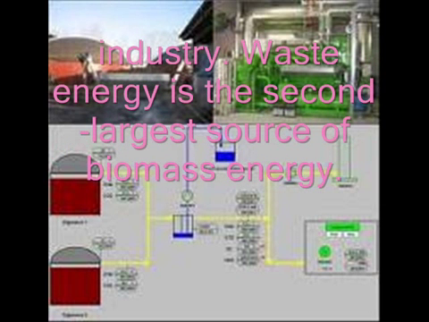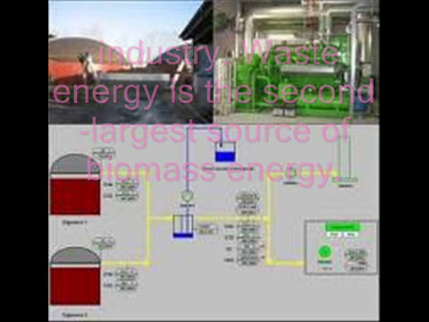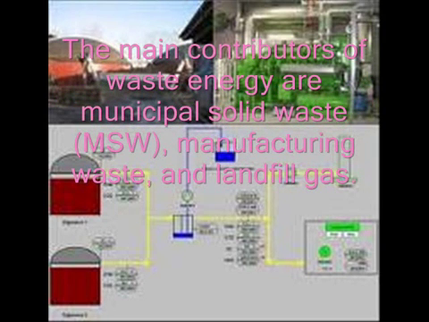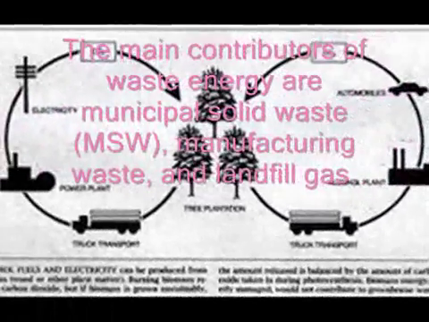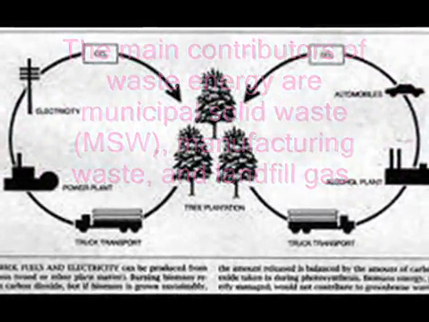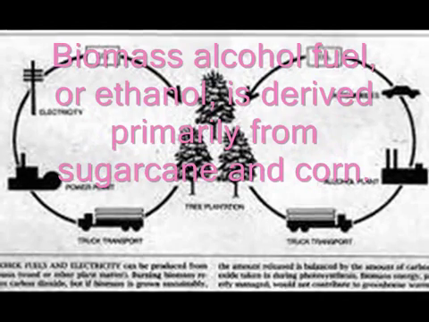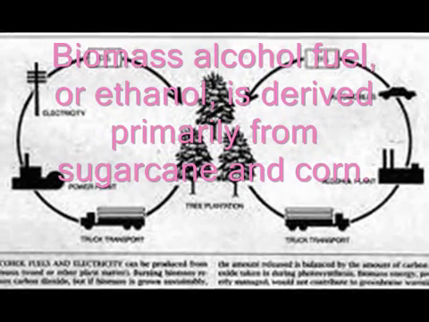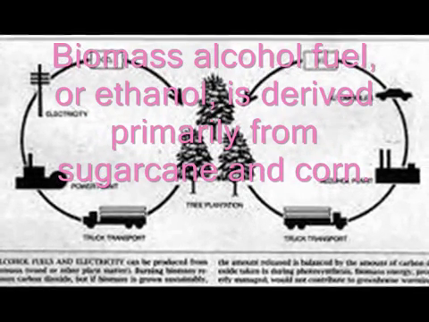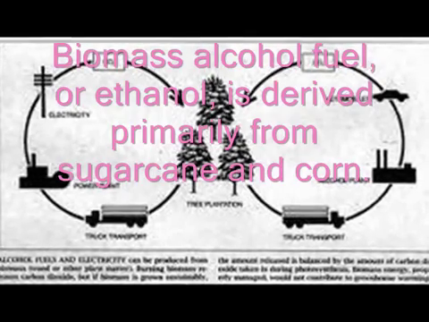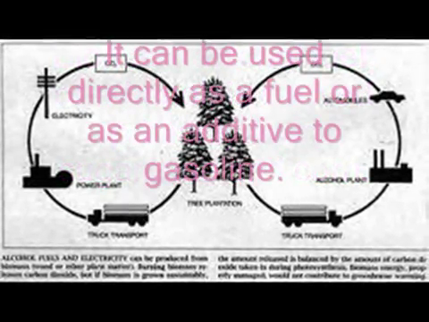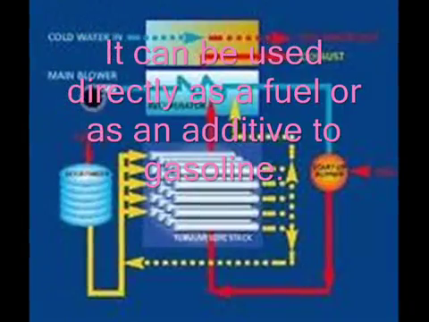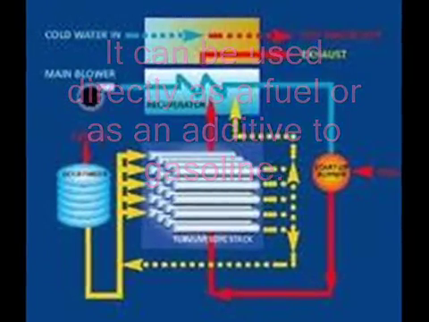Waste energy is the second largest source of biomass energy. The main contributors of waste energy are municipal solid waste, manufacturing waste, and landfill gas. Biomass alcohol fuel or ethanol is derived primarily from sugarcane and corn. It can be used directly as a fuel or as an additive to gasoline.